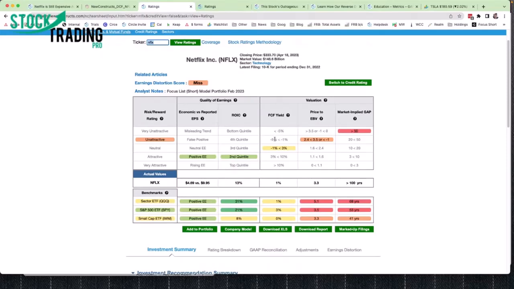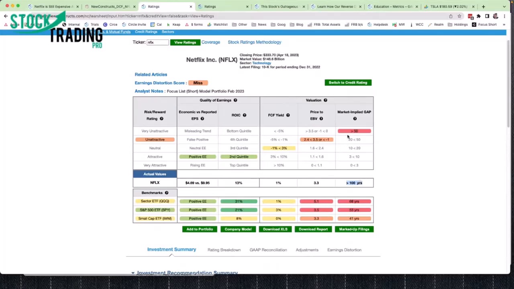These other metrics for valuation, free cash flow yield, and economic book value give you a great sense of what profits are today and what the stock price implies about those future profits. But this market implied gap is an important one. And you can see anything over 50 years is very unattractive. And what you'll also see for stocks that are expensive in our system is a really high gap number for them. For Netflix, it's more than 100 years.